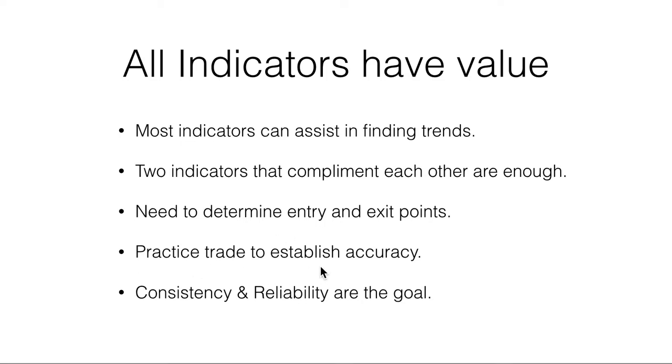You need to practice over and over and over again whatever indicators you use, and again, no more than two, that complement each other, but practice them over and over again to establish their accuracy, to make sure that they work. They should help warn you when a trend is ending, and they should help find you a trend to follow. And there is no need to use them all. Consistency and reliability are the goal. We want to find indicators that work time and time again.